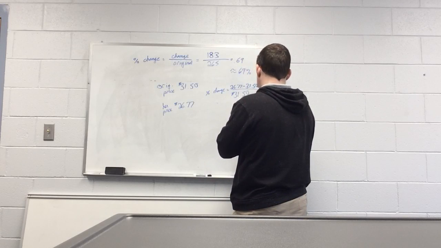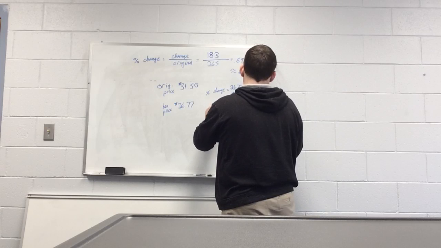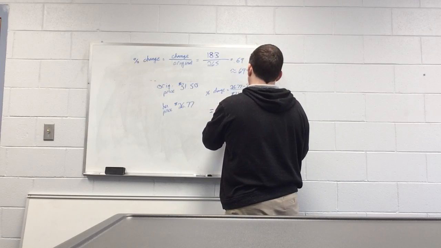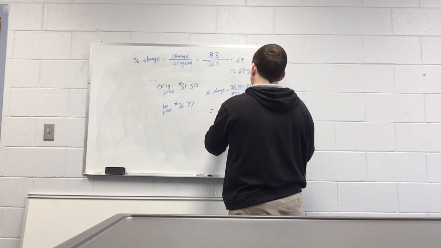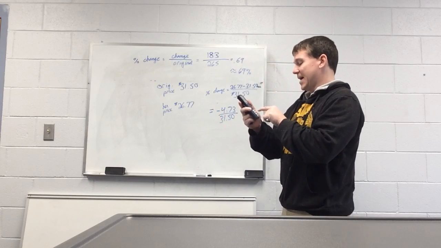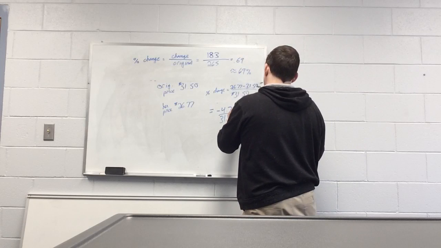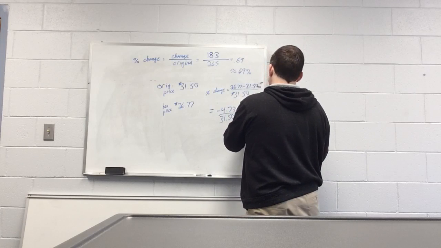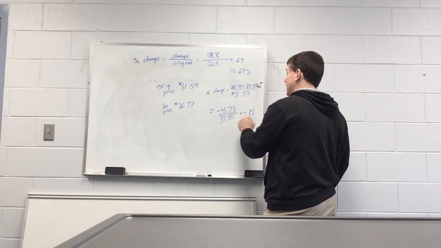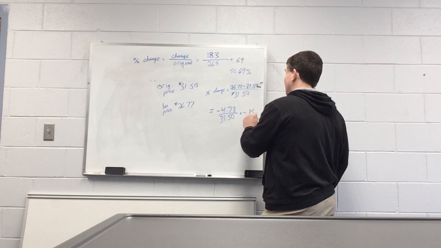My calculator just zeroed out. 26.77 minus 31.50 equals negative 4.73 over 31.50. So I just divide that by 31.50 and I get negative 0.150. So negative 0.15, which is 15%.